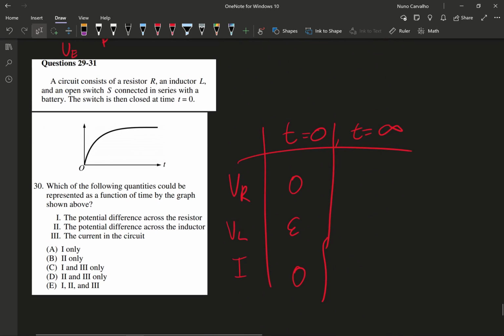And then as we go off towards infinity, the voltage across the inductor slowly goes down to 0. The voltage across the resistor will end up going to the EMF, and the current here will just depend, I guess, on the resistance of the resistor. So we have here a graph where something is definitely exponentially increasing, which means it's going from 0 to some positive value, and that's its asymptote. That seems to be the potential difference across the resistor and the current in the circuit, and not the potential difference across the inductor. So the answer is going to be C, 1 and 3.